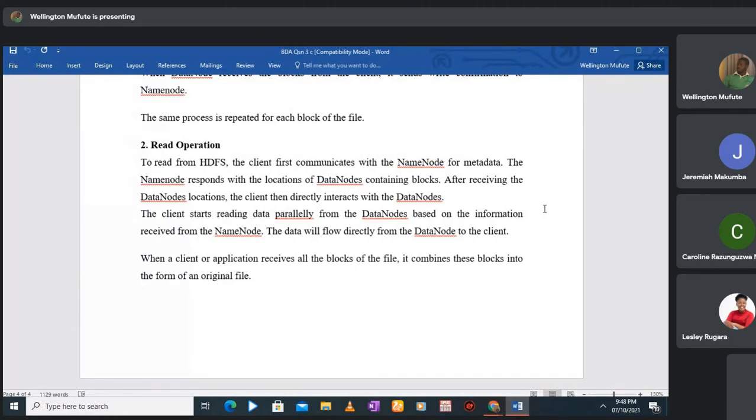So when a client or application receives all the blocks of the file, it combines these blocks into the form of the original file. I think that's what we had for question 3C.